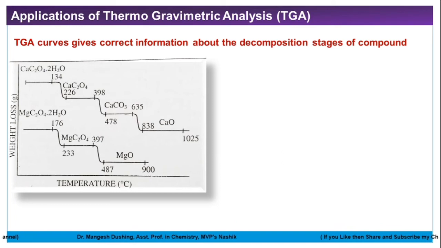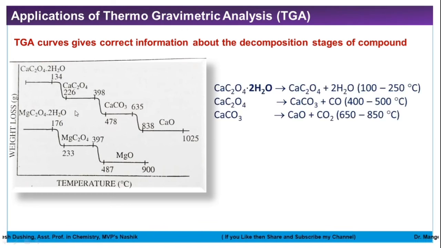So this is the curve for decomposition of hydrated calcium oxalate, that is CaC2O4·2H2O. This shows 3 stages. This is the first stage, 134 to 226. This is the second stage, that is 396 to 478, and this is the third stage, that is 635 to 838. So these are the reactions of all these 3 stages.